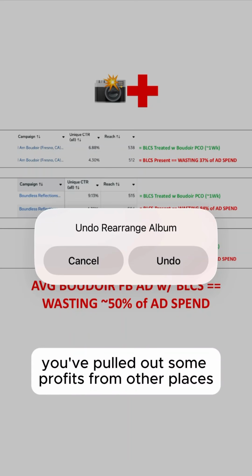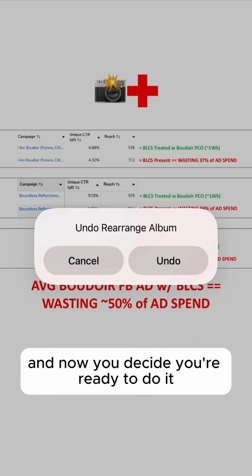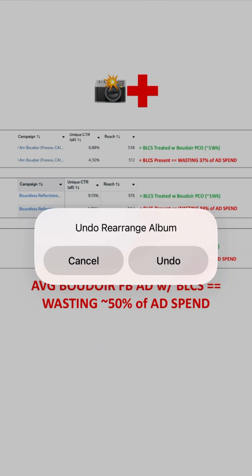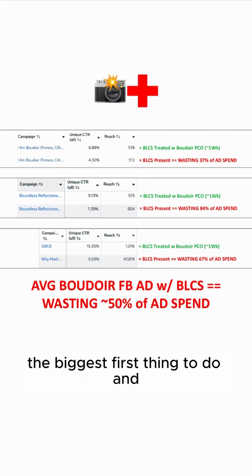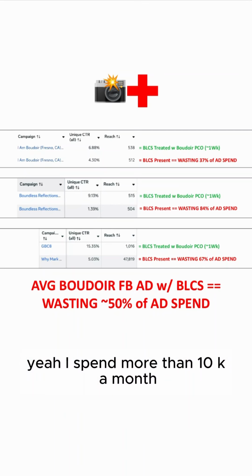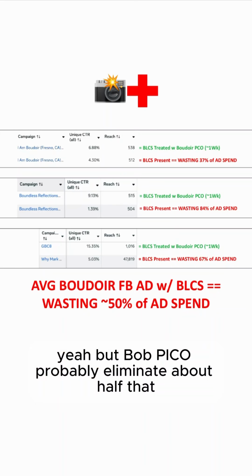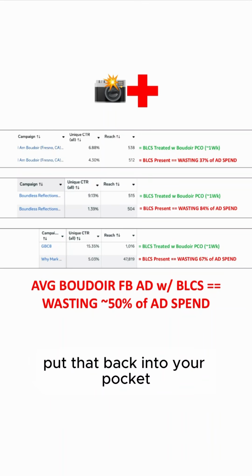So you've pulled out some profits from other places, optimized stuff there, and now you decide you're ready to do it in your Boudoir Facebook ad part of your business, by plugging these leaks, which is the biggest first thing to do, and you spend more than 10K a month. So on average, Boudoir Pico probably eliminates about half that, about 5K a month approximately, in wasted Facebook ad spend. Put that back into your pocket. You don't have to spend it anymore. Approximately 60K over the next 12 months.